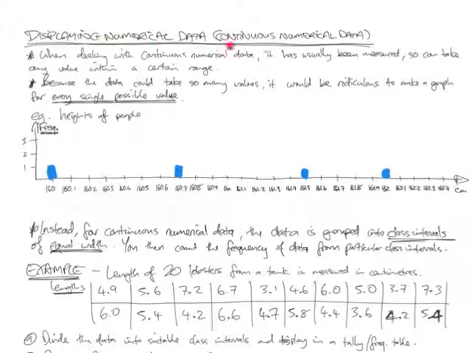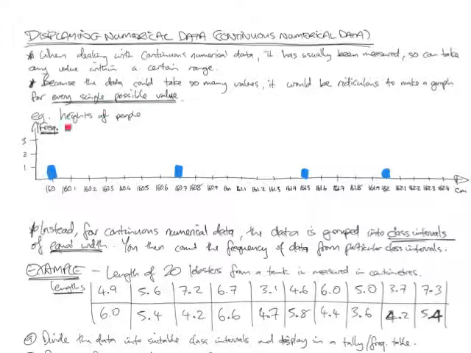This one is on displaying numerical data, but this time continuous numerical data. When we're dealing with continuous numerical data, we've already talked about how it is usually measured. The problem with that is it can take any value within a certain range. Because that data can take so many different values, it would be ridiculous to make a graph for every single possible value like we have with discrete numerical data.